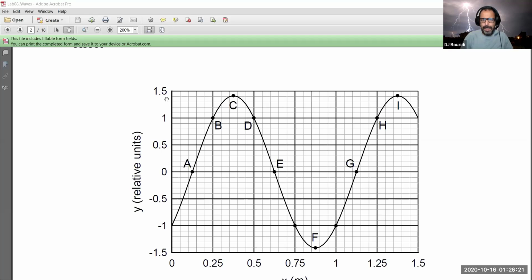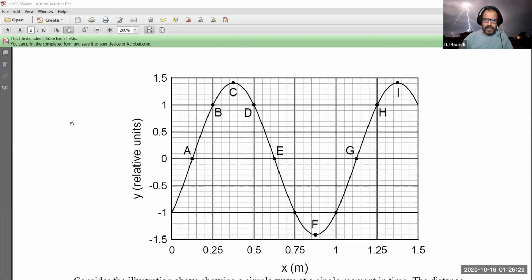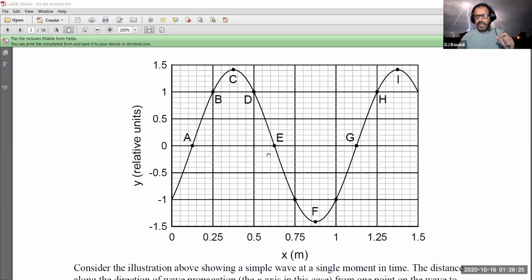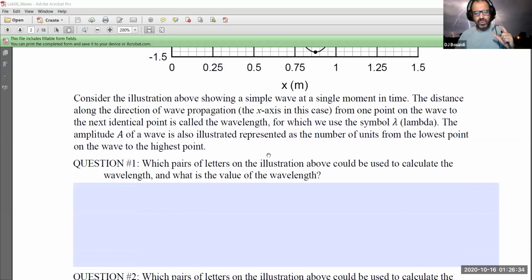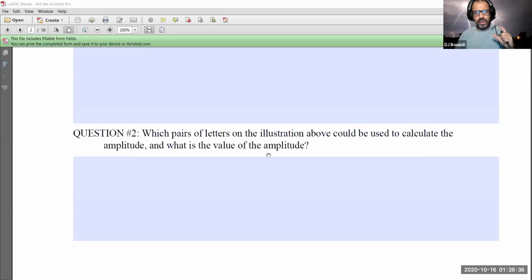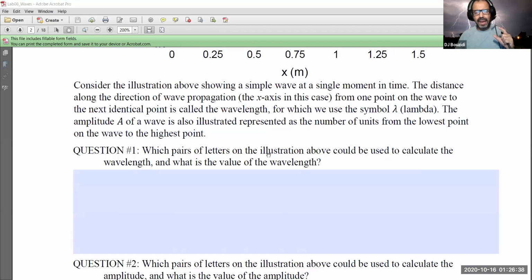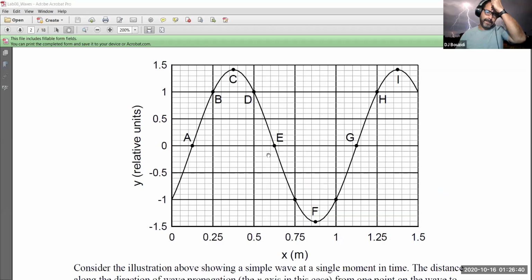Okay, and because it's a distance, we don't care about the sign, okay? It's just a distance. So it's going to be an absolute value. We don't care if it's negative or positive. We just want the actual value, the numerical value. Now the second part is, what is the amplitude for this wave? Use any of those points.